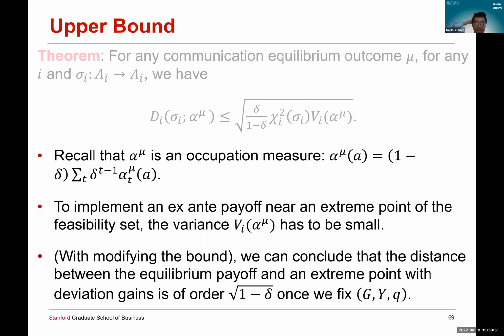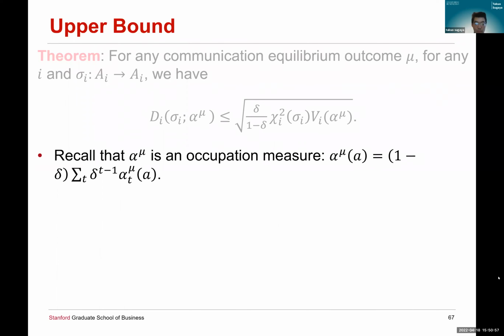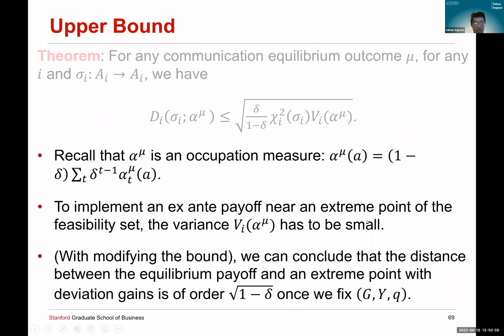So that's another way to use our upper bound, and also another indication that our upper bound captures the trade-off between monitoring and the discount factor reasonably well in terms of the rate.